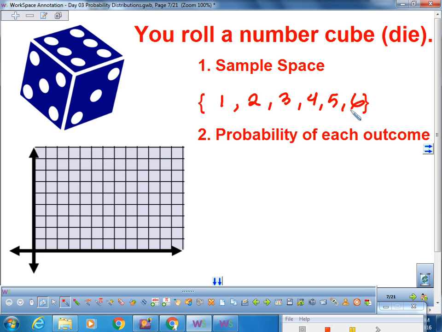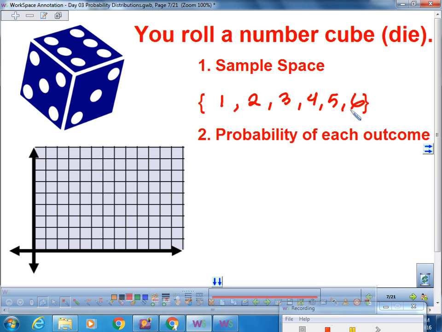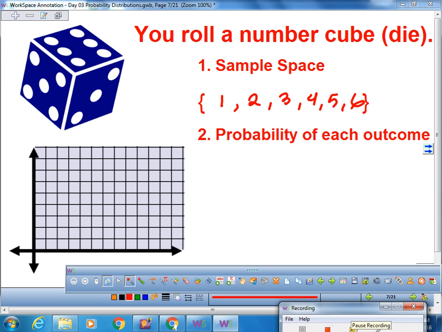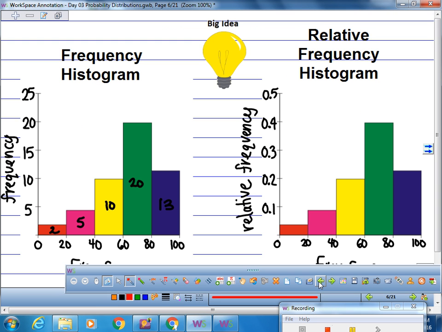You could roll all those numbers. Okay? Okay, probability of each outcome. So we're going to talk about the frequency that this occurs, or relative frequency. Do you guys remember what was involved in our relative frequency here?